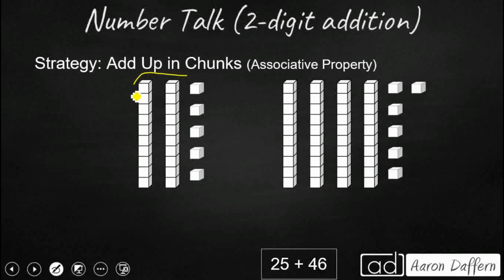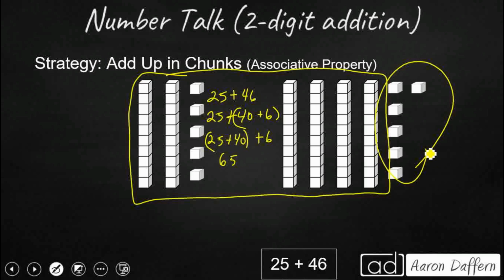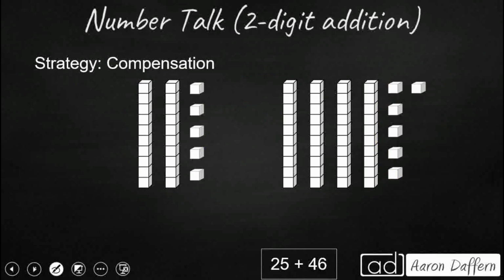Now, adding up chunks is kind of like the place value strategy, except we keep our first addend together. So 25 plus 46, let's keep that 25 just the way it is, but let's break up the 46 just like we did last time. 40 plus 6, and I'm going to use my associative property to shift the parentheses so I can add up my 25 and my 40 first. So 25 and 40, that's going to give me 65. Then I've got 6 left over. I got to grab that second. So 65 plus 6, we have to regroup a little bit up to 71.